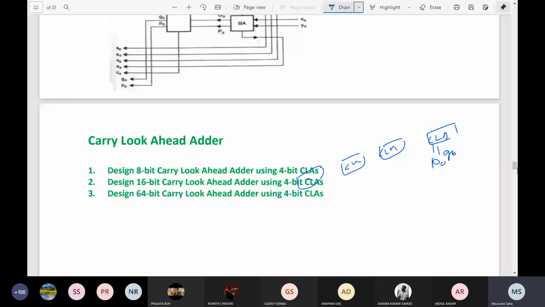G0, P0, in this you can use for designing the totally CLA based design. So for that the time requirement will be different. It depends on the structure you consider, and based on that you can compute the time. Please design these 3 circuits in different ways, not only using the single way.